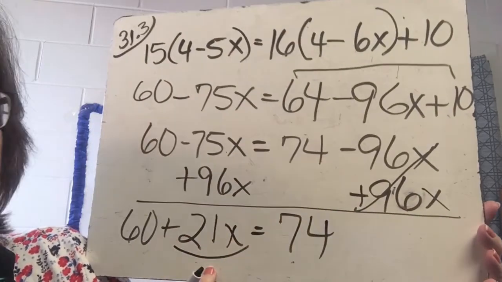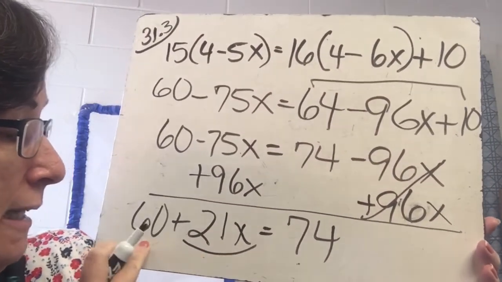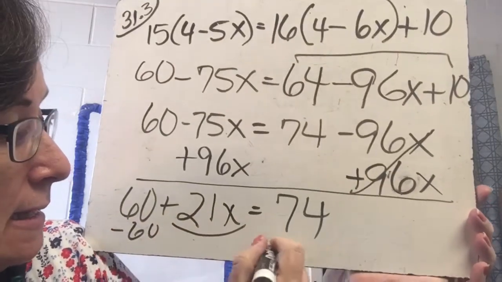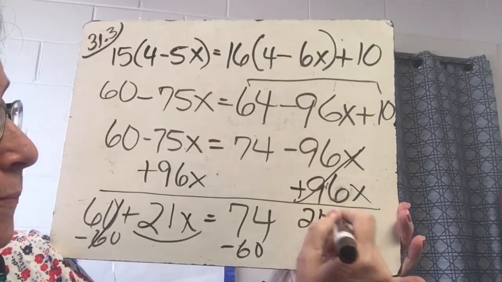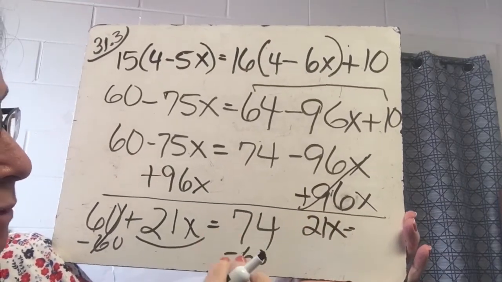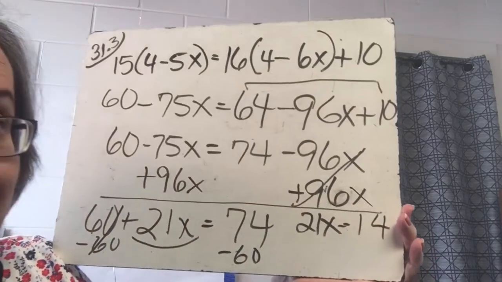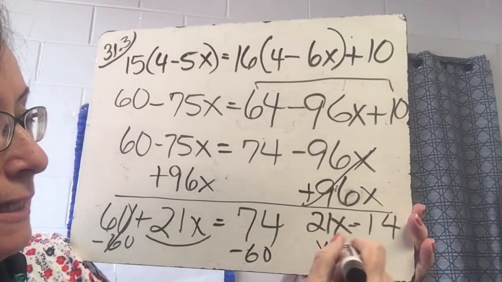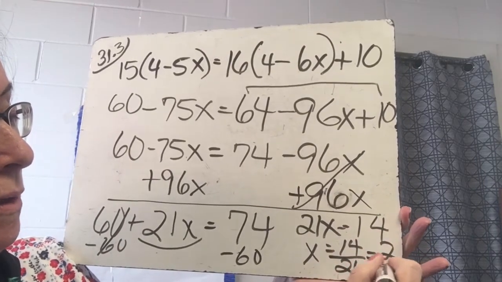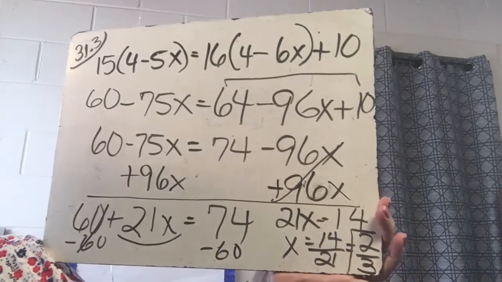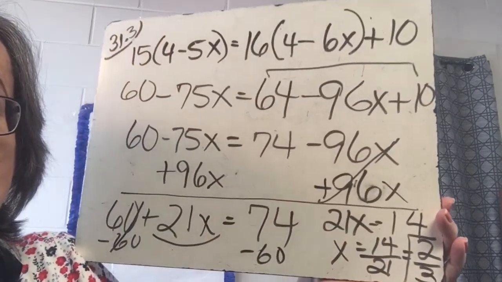My goal is to solve for my x. So my first step is to get the x term by itself. So we need to get rid of the 60. I'm going to subtract the 60, subtract the 60 on the right, and now I end up with 21x is equal to, and now I'm going to subtract these because they're opposite signs, 4 and 14, and I'm going to get x is 14 over 21, which is 2/3. So that is the answer to number 3 example, is 2/3.